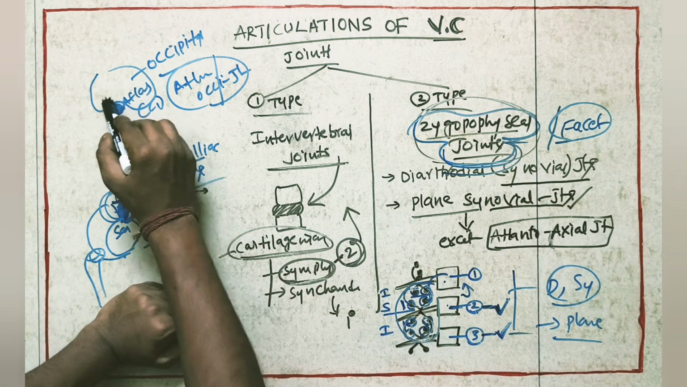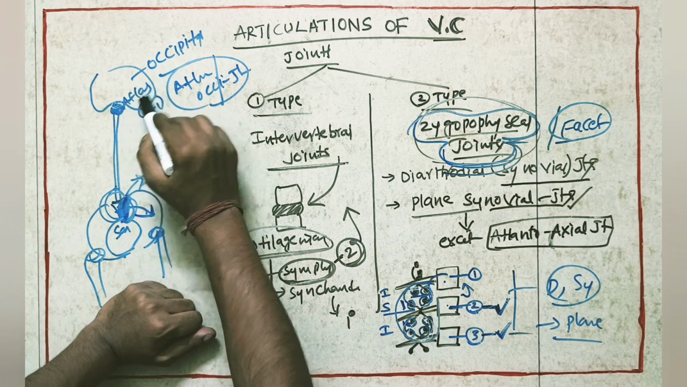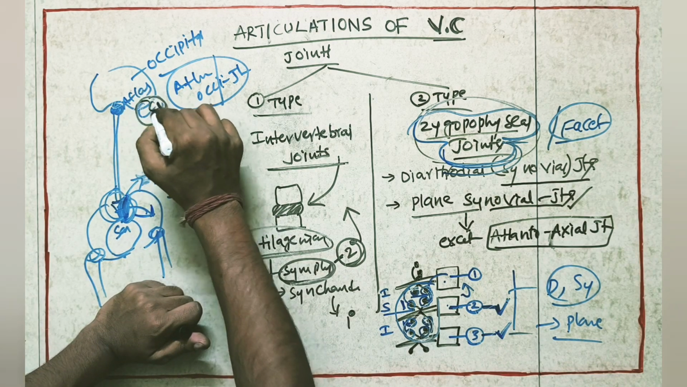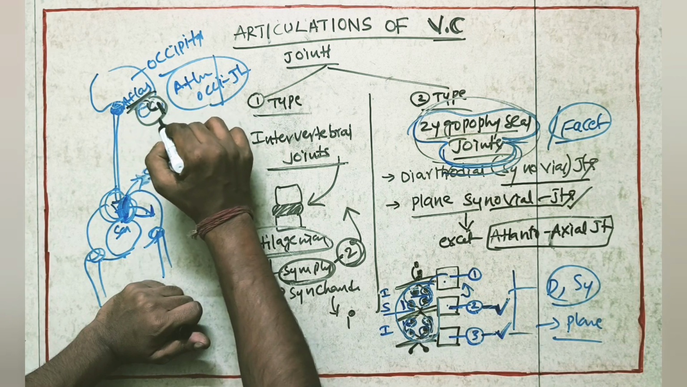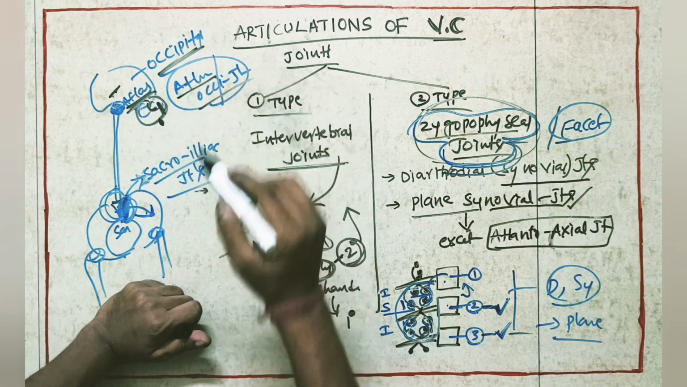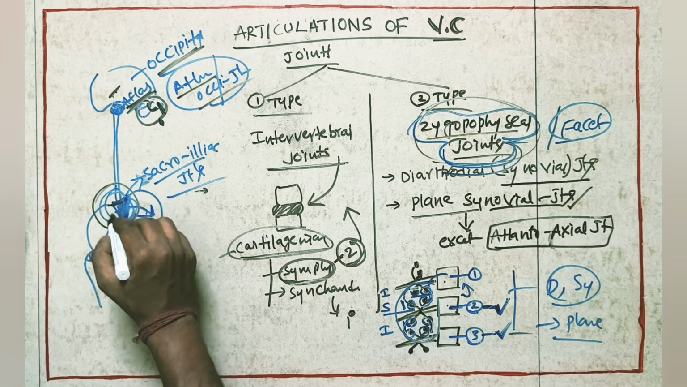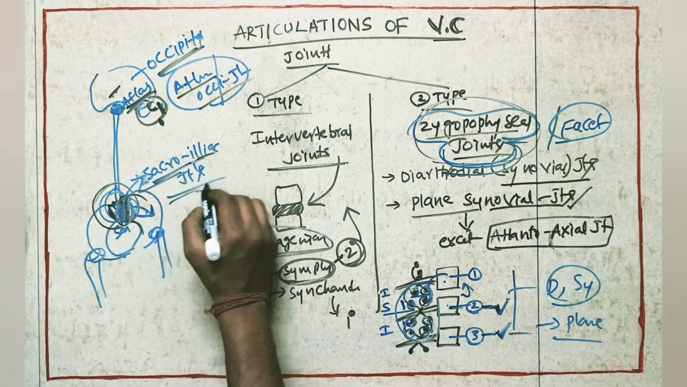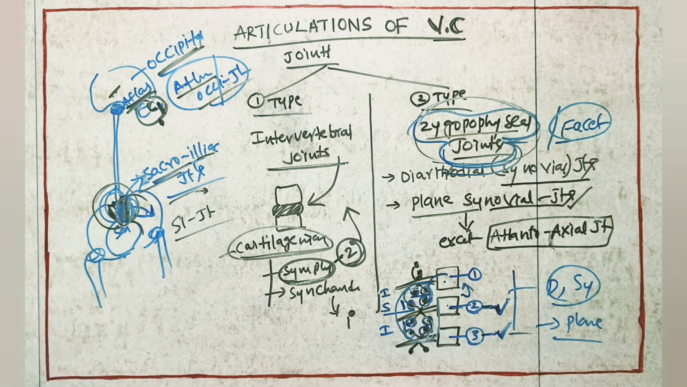Other than these joints, the top joint present in the vertebral column is the joint of the atlas, the first cervical vertebra, C1. The connection between C1, the atlas bone, and the occipital bone is the atlanto-occipital joint. And the bottom joint, the connection between the sacrum and the hip bone, is the sacroiliac joint, also called the SI joint. So these are the articulations of the vertebral column.